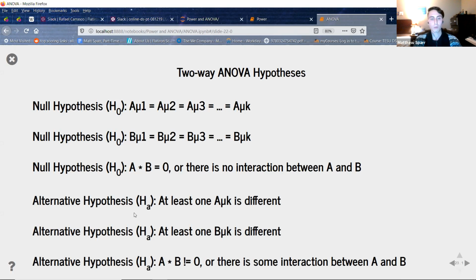Then the alternative hypotheses are just what we saw in the one-way for the first 2. And then for the last one, it's just that there is some interaction between A and B.